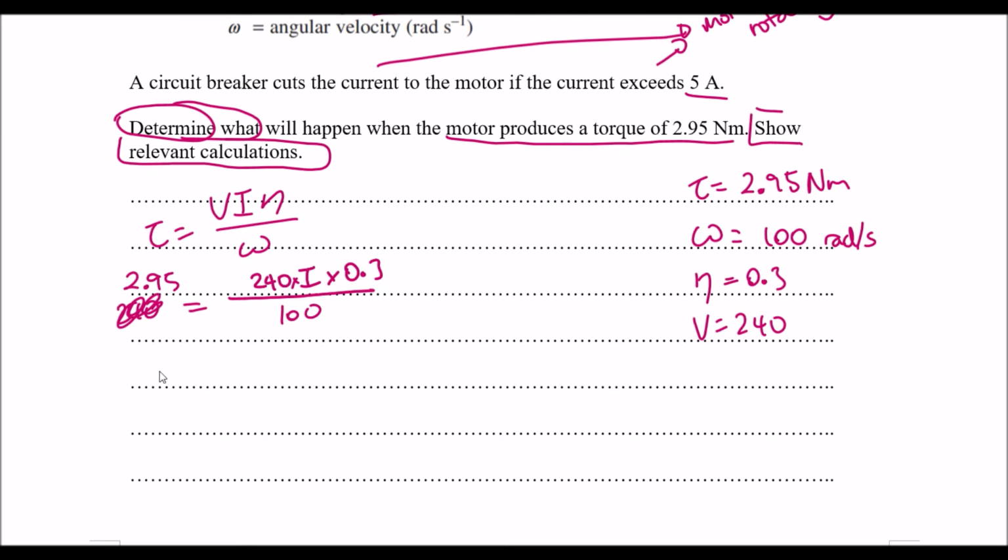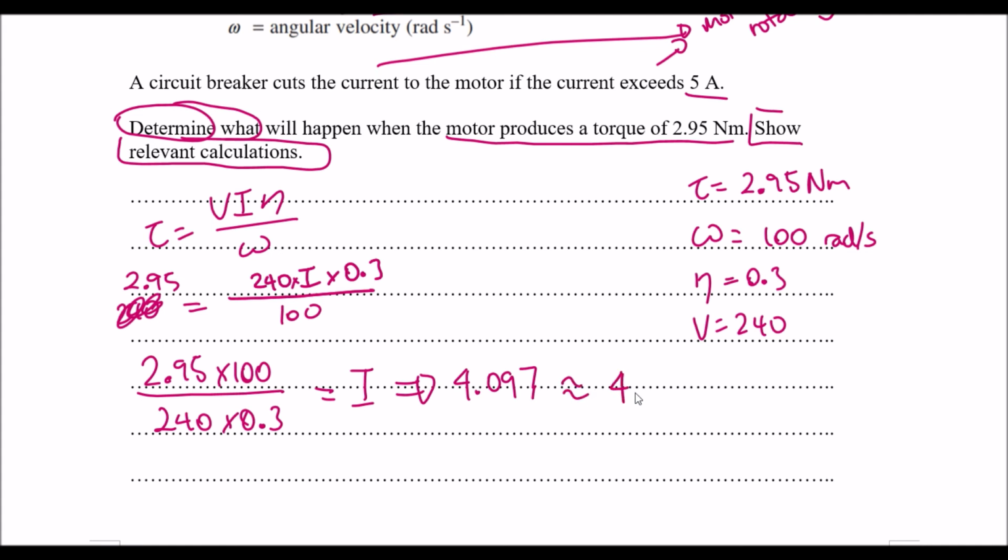Okay, so rearrange the equation. 2.95 times 100 divided by 240 times 0.3 gives us a current of, let's see what I had in my calculator, 4.097-ish, so round it off to 3 sig figs, 4.10 amps.